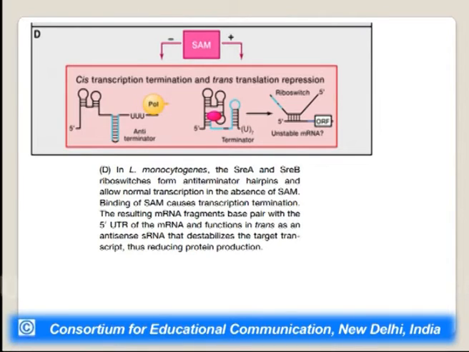So, this mechanism is termed cis transcription termination and trans translation repression. So, cis transcription termination occurs in a normal manner, that there is an anti-terminator sequence, and a terminator structure which is formed upon binding of the SAM, but this small RNA which is now terminated can bind to the target mRNAs and in trans inhibit or repress their translation. So, that is how the SAM exhibits its regulatory control.